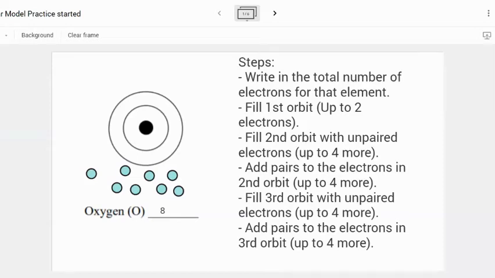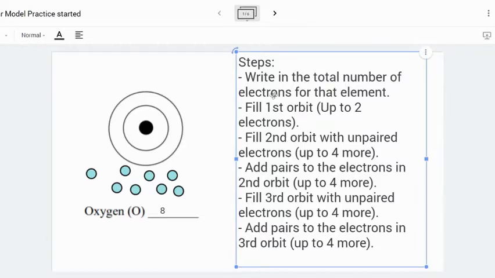Hello, folks. Today I'm going to show you how to do the Bohr model practice of the atom. So what we're doing is identifying the number of electrons and arranging them correctly on a model of an atom. Write in the total number of electrons present for that element. For oxygen, that number is 8.